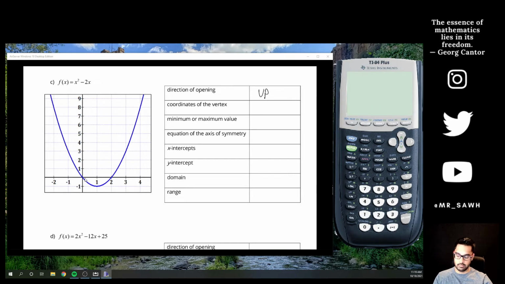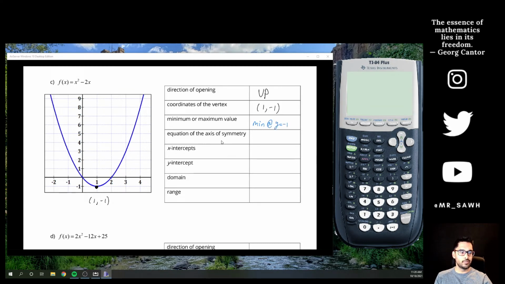Find your vertex, the coordinates of it. There it is. That's the lowest point. So if it opens upwards, you're going to have a minimum at, this one is 1, negative 1. So there's my vertex at 1, negative 1. My minimum value, the lowest y value that you can see on here, is when the graph is equal to negative 1. That's the y coordinate of your vertex. So the minimum is at y equals negative 1.